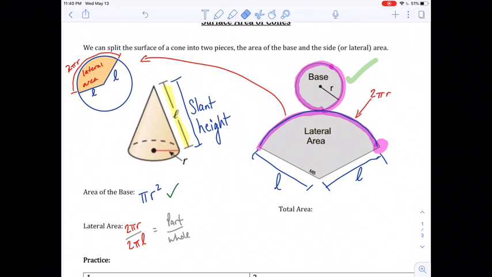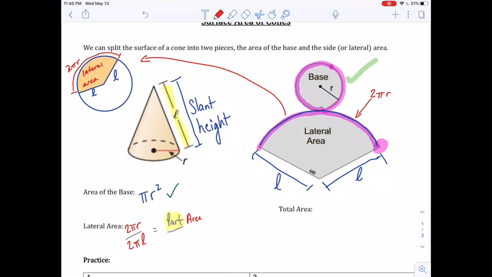I have no idea what the part is. You know, this is really what I'm looking for. I want the part of the circle that I've shaded. I want that area. So part of area over the whole area. But how do I find the area of this circle?